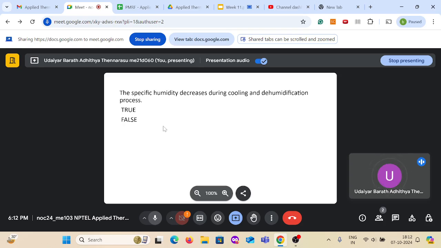Cooling is a process where your temperature is decreasing, the dry bulb temperature or the air temperature itself is decreasing, and dehumidification is where you are removing water from the air, so the water content in the air will reduce. Specific humidity is nothing but the mass of water per kg of air. If that is decreasing, that means dehumidification reduces your specific humidity. So this is true.